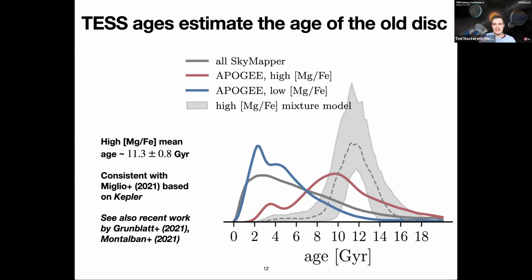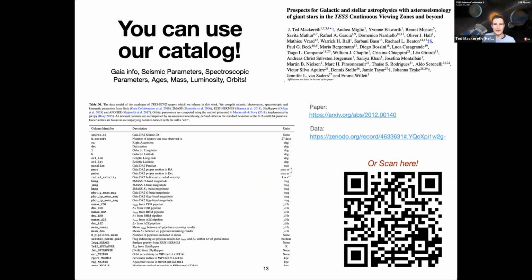And I think by digging into this data set more, we'll be able to find really interesting stellar populations in the Milky Way. And so I think there's real value in this kind of large but imprecise data set. And so you can go and use our catalog now.